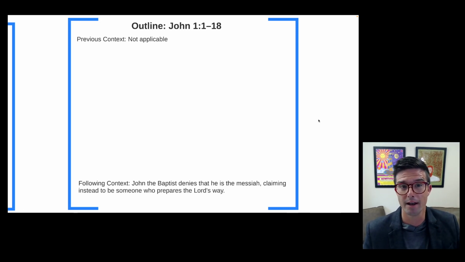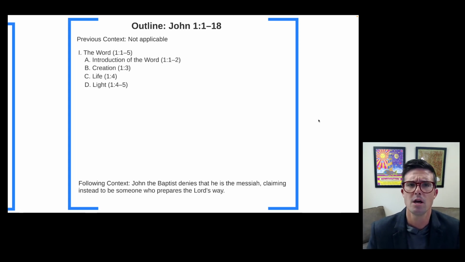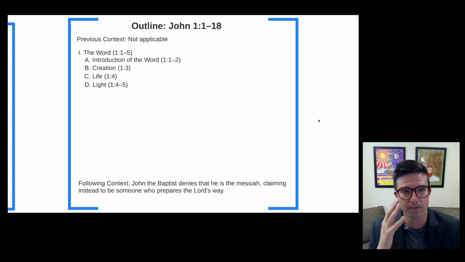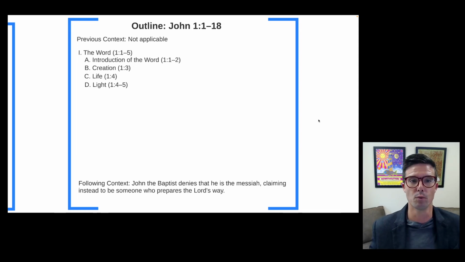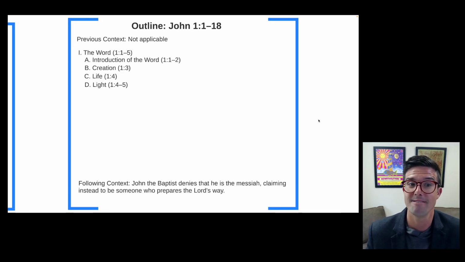And so then we can move to some takeaways about the prologue based on this outline and based on the observations about the perhaps chiastic structure and the perhaps strophic structure of the prologue. So I see the prologue really doing three movements. In these first five verses, we have the word being introduced, particularly with respect to important Johannine themes and ideas, namely creation, life, and light, which are going to show up again and again throughout the gospel.